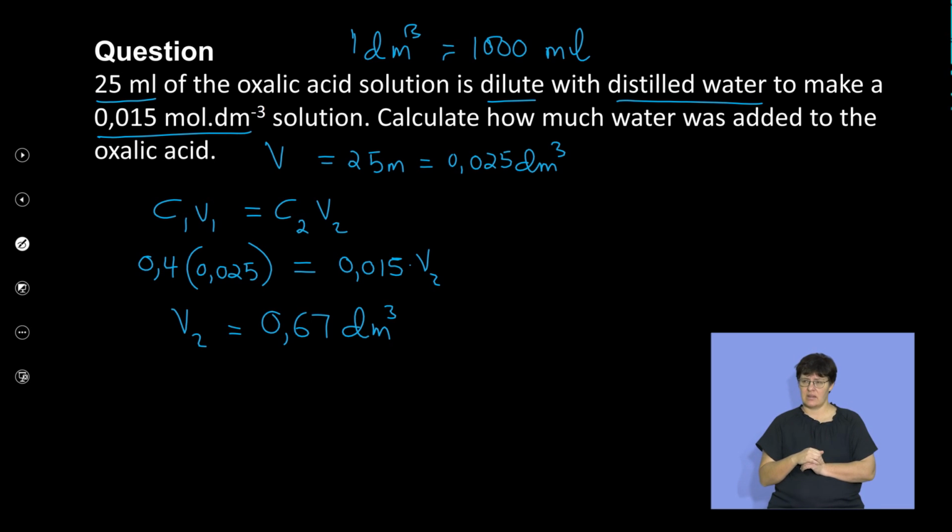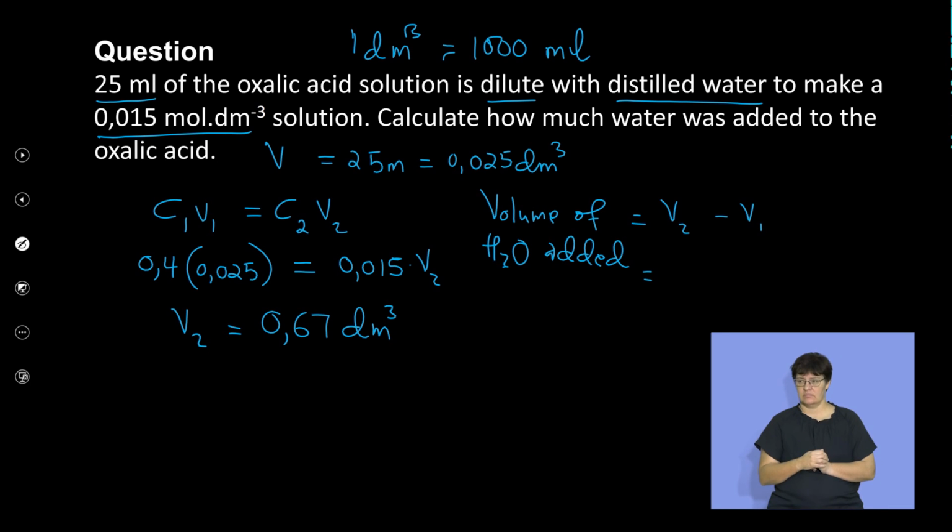Now, if the initial volume was 25 mils, and then the new volume is 67 mils, because this is like 67 milliliters. So how much water was added? So we are saying the volume of water added is actually equal to V2 minus V1 in a dilution, okay? Right, so the new volume is 0.67 cubic decimeters, less the initial volume of the solution, which is 0.025, okay? So everything is in cubic decimeters.